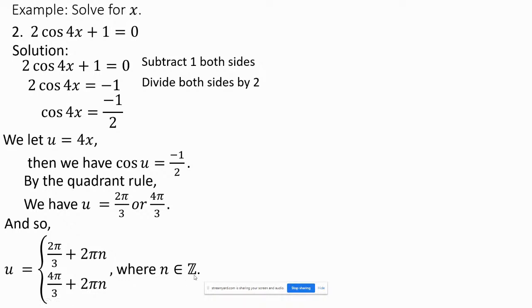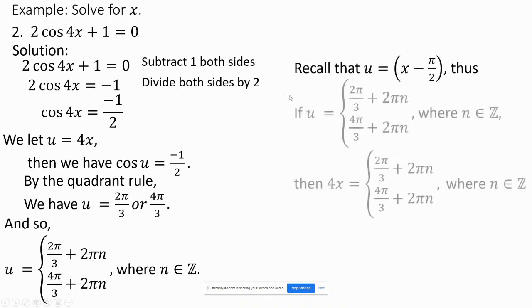So, it's any integer. But, recall, ano si u natin? 4x. Tsaka x din yung pinapahanap. Kailangan natin maibalik si 4x. So, itong u, papalitan natin ulit ng 4x. So, magiging, okay, 4x equals 2 pi over 3 plus 2 pi n, or 4 pi over 3 plus 2 pi n, where n is any integer. X lang ang kailangan mo.